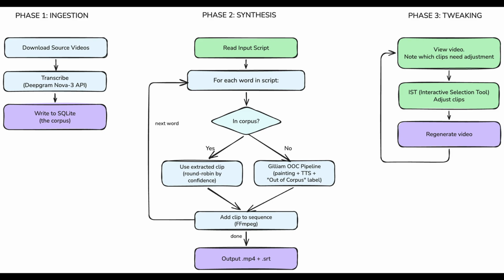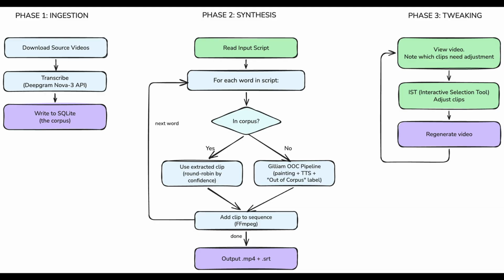Phase 2 is synthesis. The system reads your input script, and for each word checks if it is in the corpus. If yes, it extracts that clip from the source video, selecting from the best instances by confidence. If the word isn't in the corpus, it goes through the Gilliam OOC pipeline. A portrait painting gets a chin animation using face detection. Text-to-speech provides the audio, and it's labeled out of corpus. Each clip gets added to the sequence via FFmpeg, and the output is an MP4 with a companion SRT subtitle file. Phase 3 is tweaking.